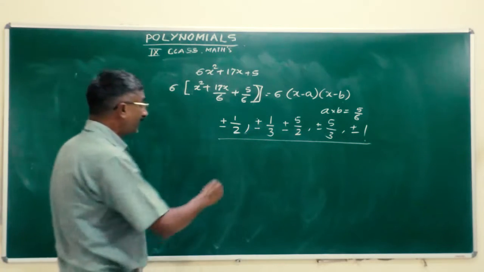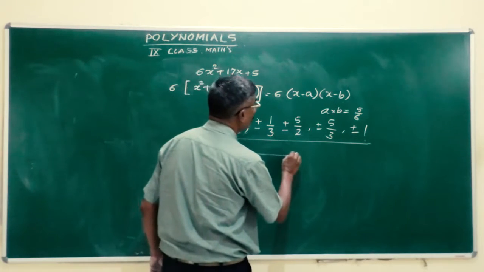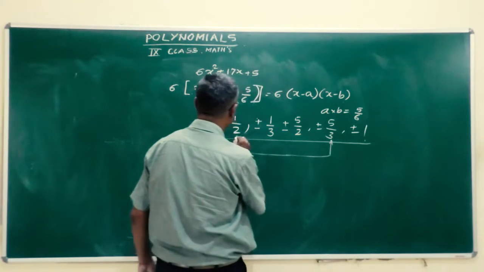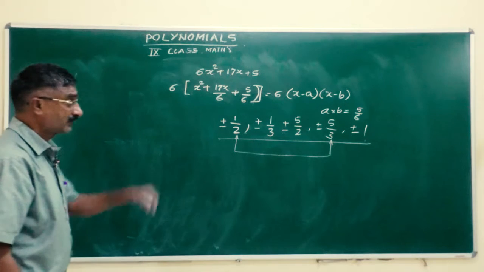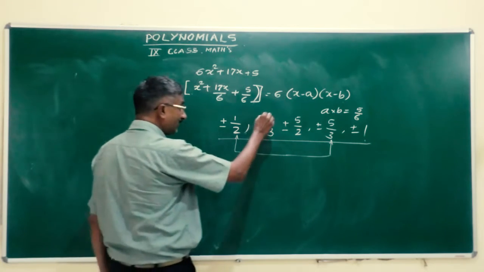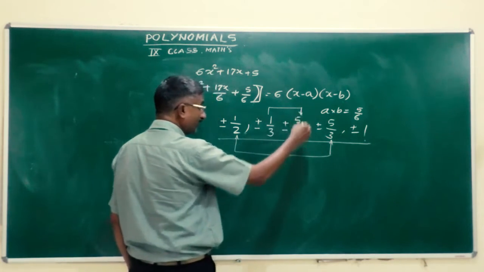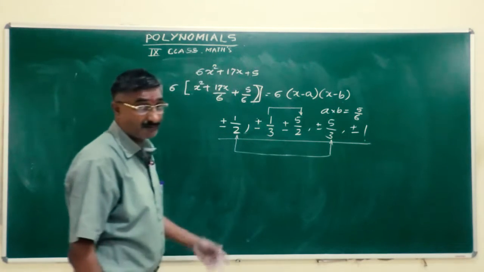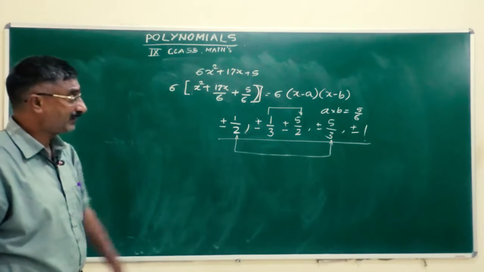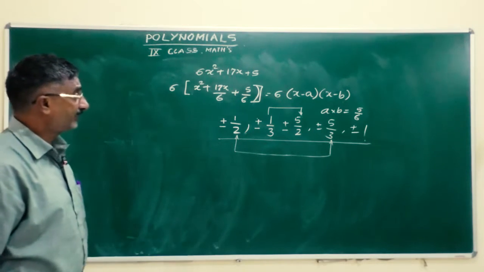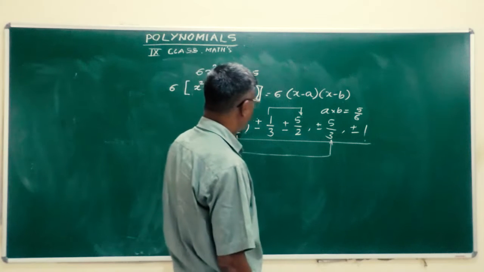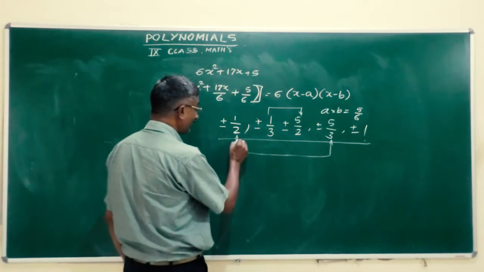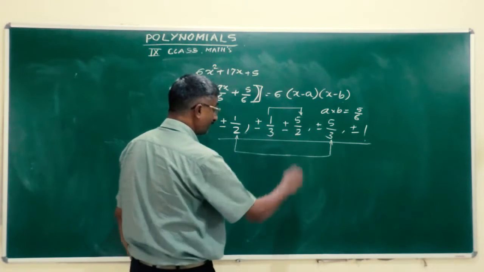Means if you multiply 1 by 2 by 5 by 3, you will get 5 by 6, clear? If you multiply 1 by 3 and 5 by 2, you will get 5 by 6, and if you multiply 5 by 6 by 1, you will get 5 by 6. So these are the combinations. What we need is that the product must be equal to plus 5 by 6. So I can say one combination and a second combination.